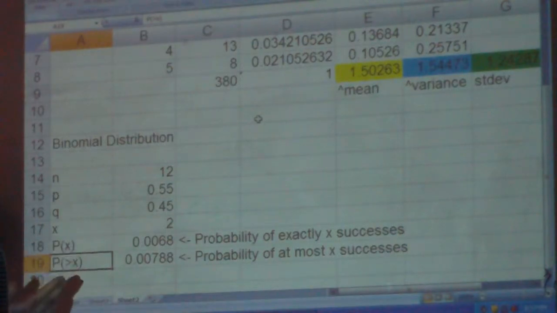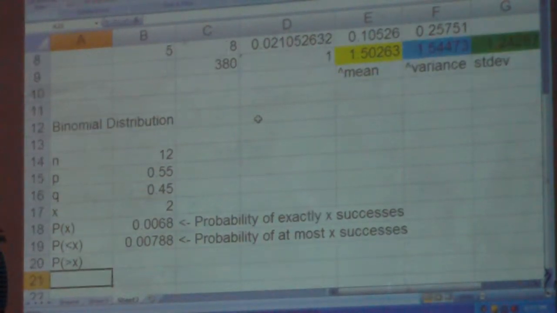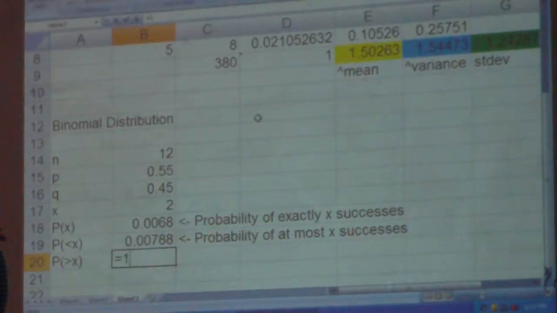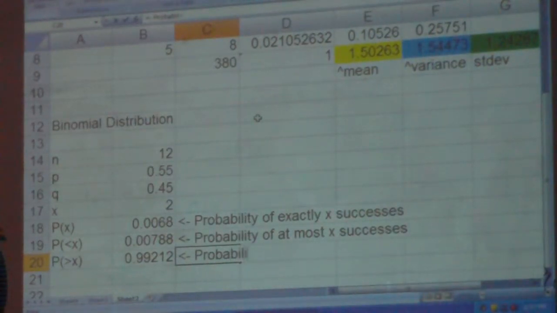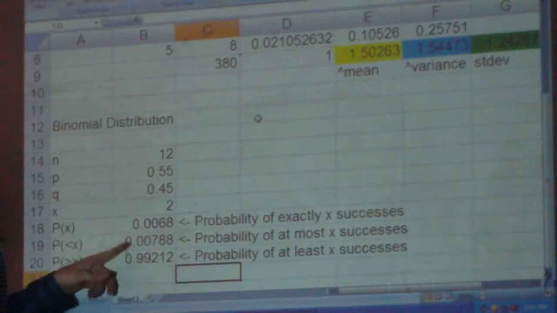Now, there's no way with that true or false thing to get at least. So you've got to fool around with that whole 1 minus thing, right? You know, altogether they give you 1. So this should be less than x. Well, 1 minus that. So I just did 1 minus that, of course.